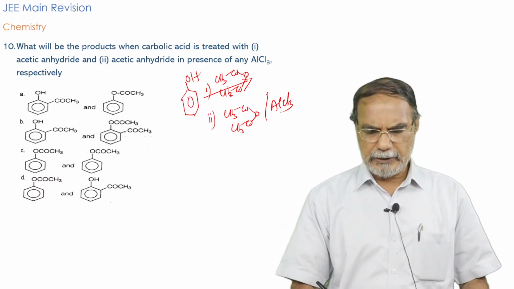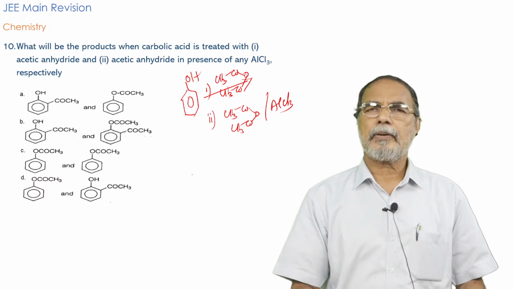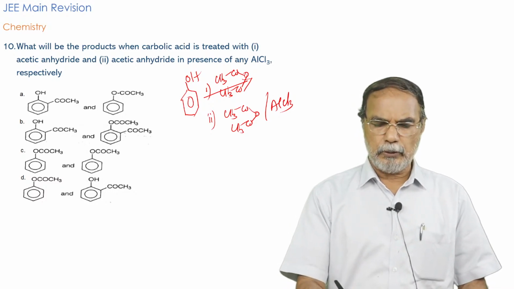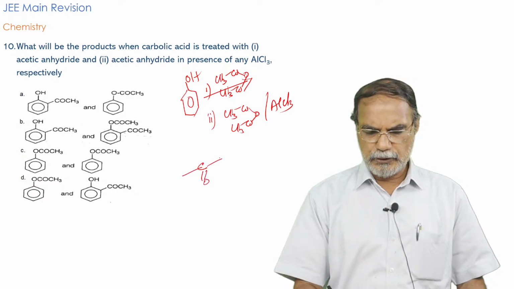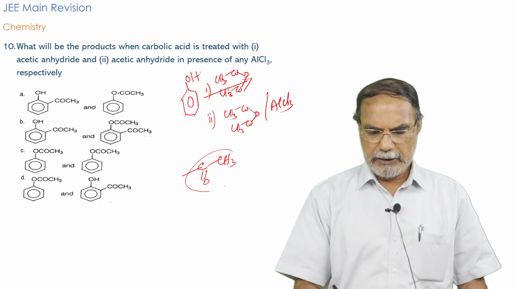Acetylation is a reaction in which a hydrogen atom of a group like OH is replaced by the acetyl group, CH3CO group. This is the acetyl group.